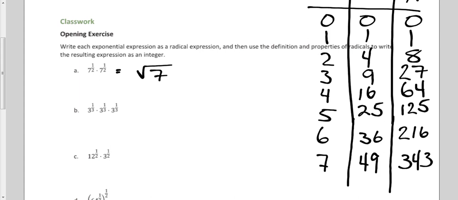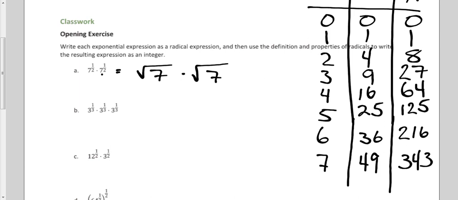All right. How do you get square root of 7? Well, this is the square root of 7, right? I'm not done with this yet. I'm also multiplying it by this, right? Which is also the square root of 7. And now I can rewrite this as, I'm going to get rid of this arrow that I put right here. I should write regular 7. Because it says, write each exponential expression as a radical expression.